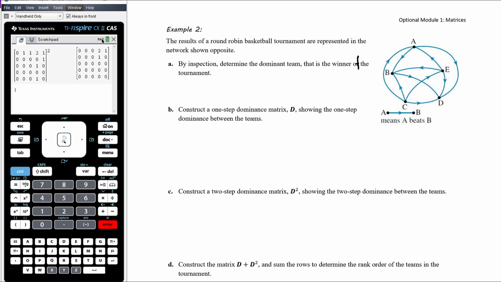Okay, so we want to have a little look. A beat 2 other teams. They beat D and they beat B. Okay, so there's 5 teams though. So they played 4 and they only won 2. So they're not immediately particularly dominant.